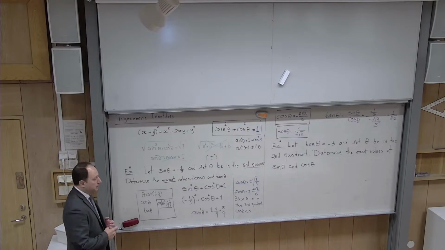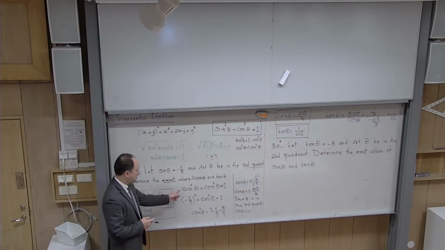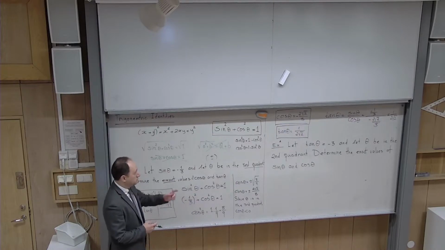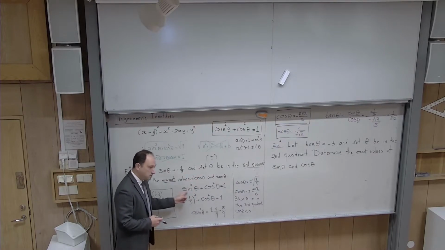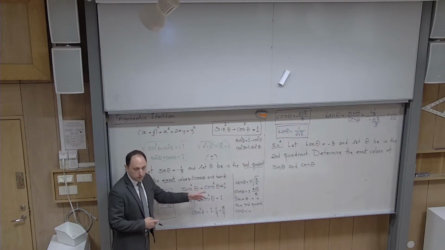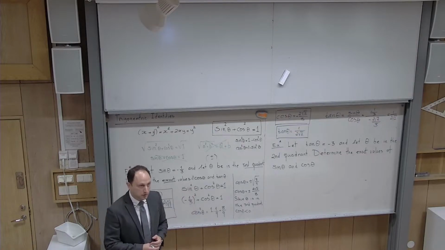Yes? Okay, what do you think I should do this time? Because in the previous case, I started from my identity, because one of them was given, one of them was unknown. For this problem, if I start with this identity straight away, then I have two unknowns because neither sine nor cosine is given. So what do you think I should do?